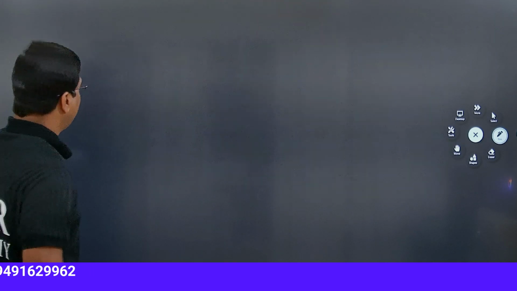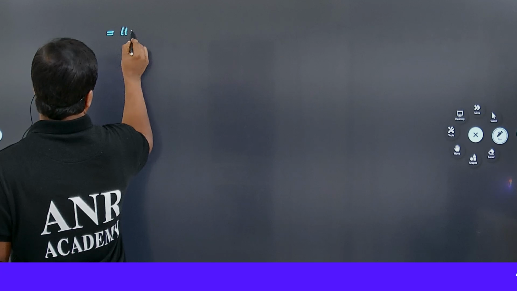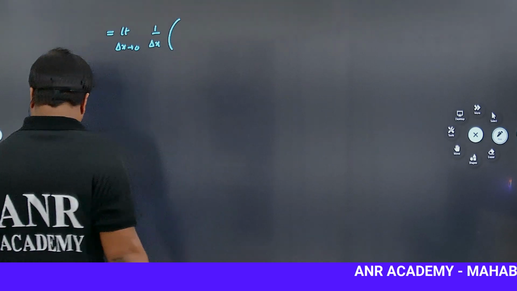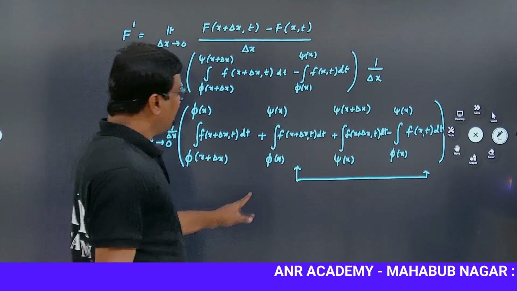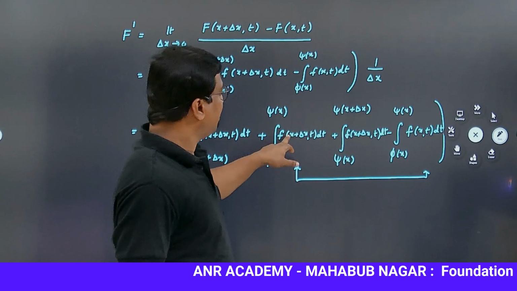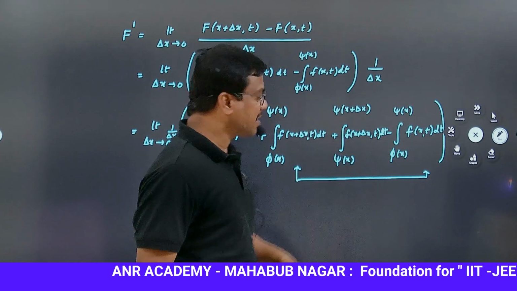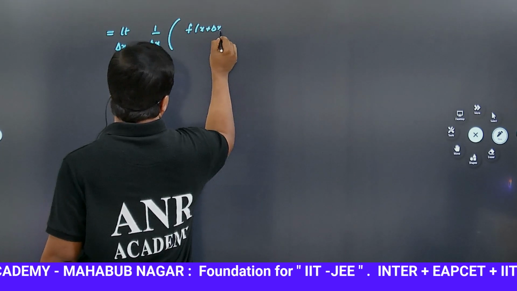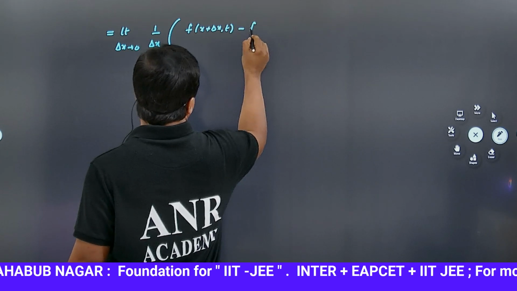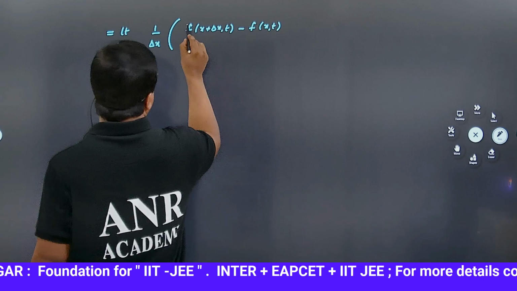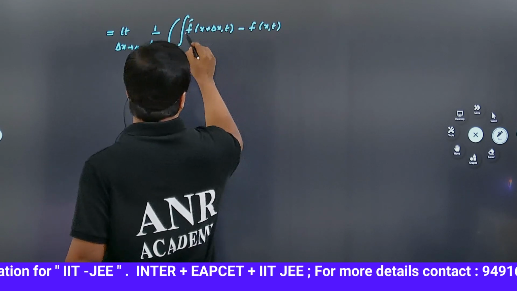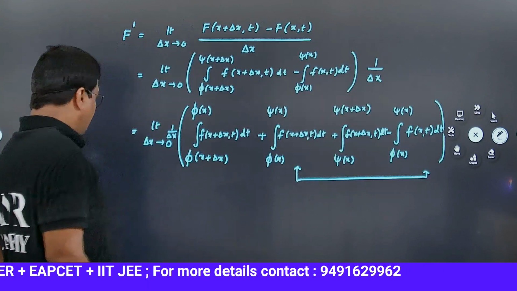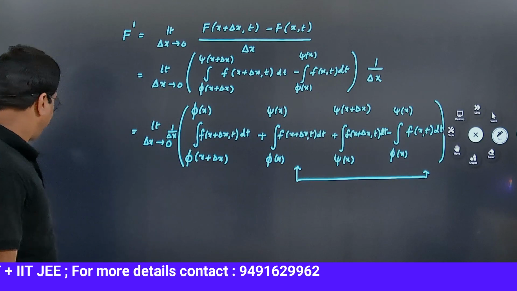In the next step I am going to write limit delta x tends to 0, 1 by delta x, and then the first combination of these two limits, pi to psi. Here you have f of x plus delta x comma t, here you have f of x comma t. So that you will get the integral of f of x plus delta x comma t minus f of x comma t, dt, bracket close. Only these two terms.